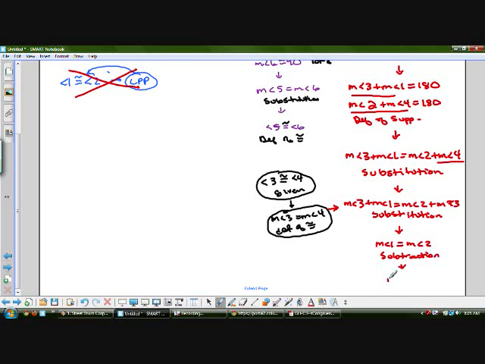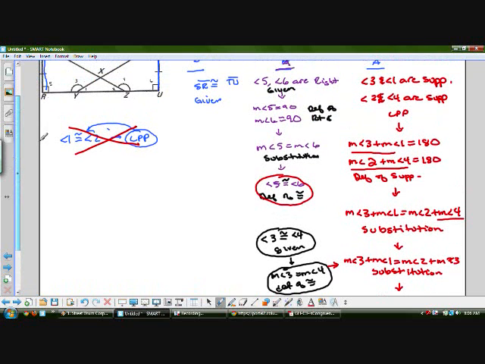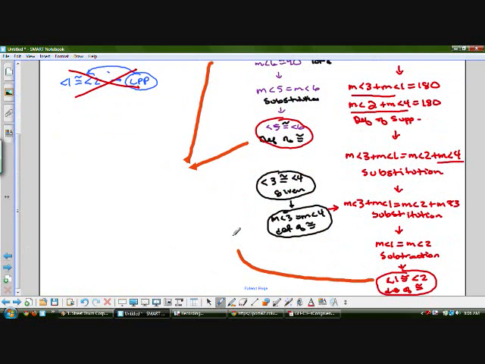Okay. So I have condition 1, condition 2, and way up here I have condition 3. Now if I combine all three of those conditions, I actually have what I wanted in the first place, a proof of those two triangles being congruent.